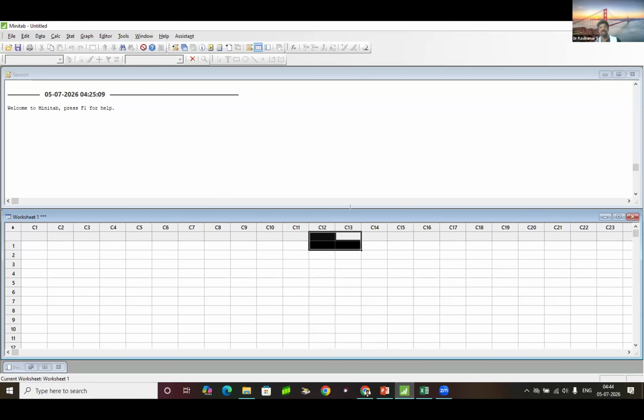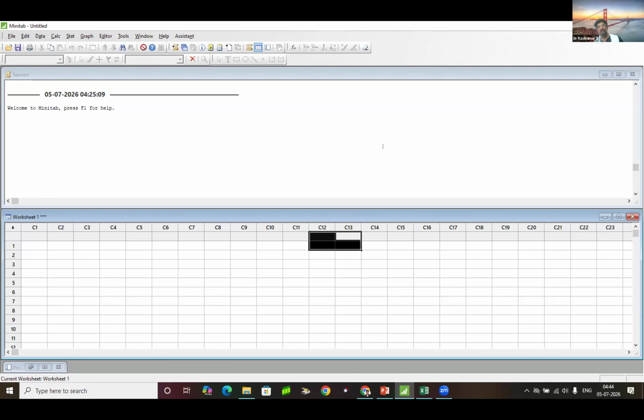To share the screen, then I can show you Minitab. I think now you are seeing Minitab on my computer, right? Yes, sir. Good to see.